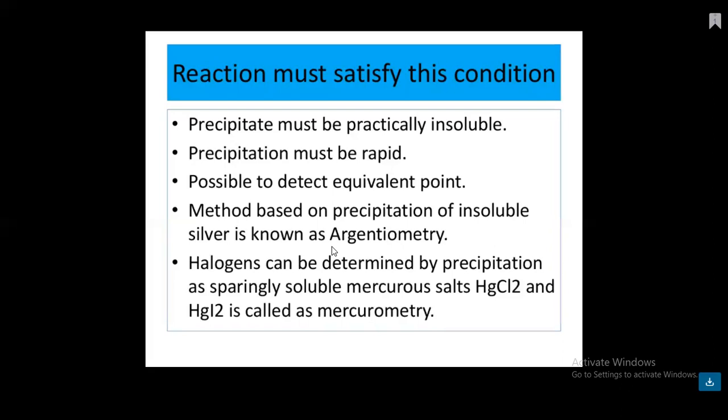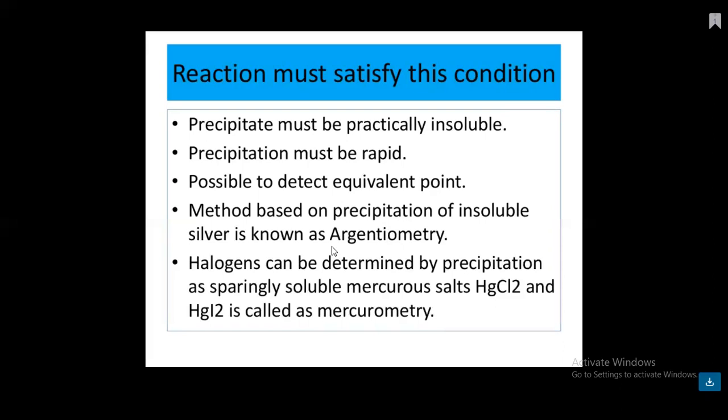And what is the basic definition of argentometry? Titrations involving the estimation of ions by precipitation with a standard solution of silver nitrate are known as argentometry. That is, when we use the titrant in the form of silver nitrate, this type of precipitation titration is called argentometric titration.